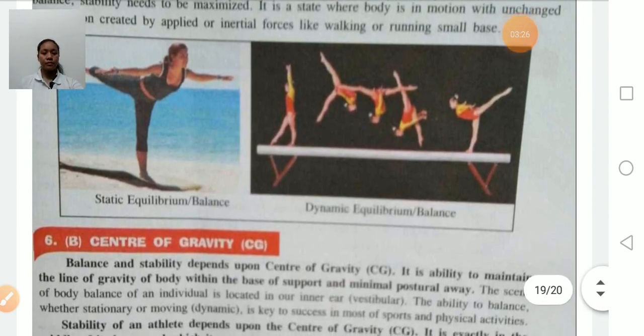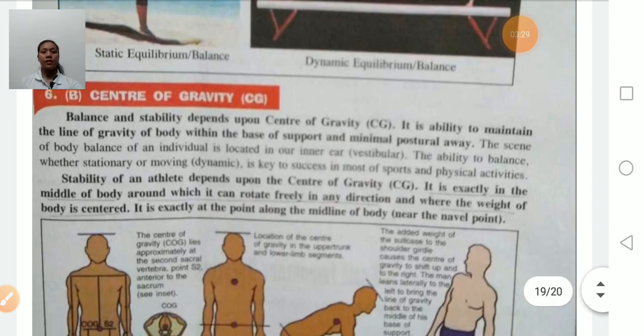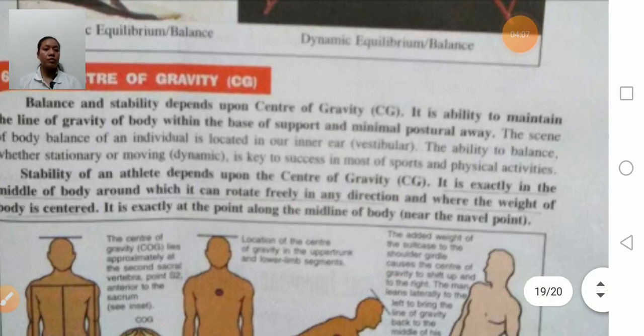Balancing, center of gravity. Center of gravity is a point at which the body weight is equally balanced in all directions. Balance and stability depend on center of gravity. It is the ability to maintain the line of gravity of the body between the base of support and minimal posture sway.